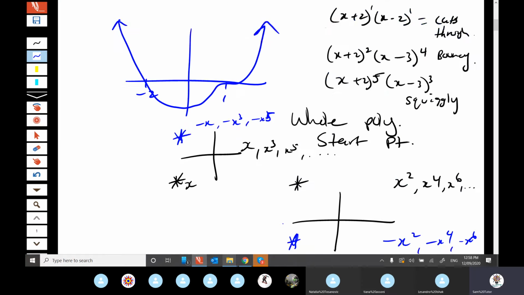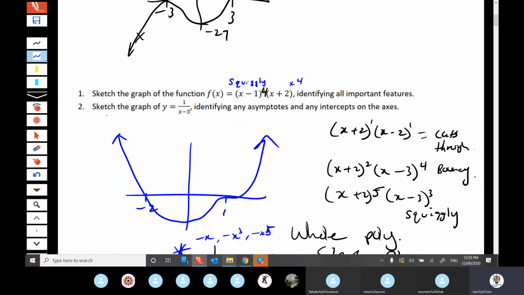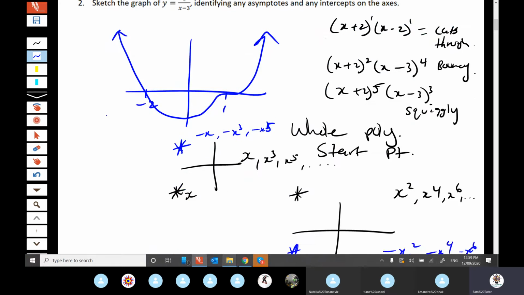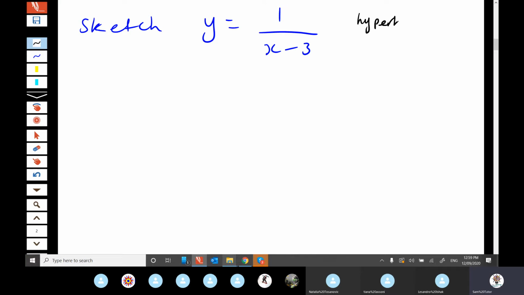Move on. What about this one? Sketch this one. Number 2. Y equals 1 on x take away 3. You have to show all asymptotes and intercepts. So sketch y equals 1 on x take away 3, showing intercepts, asymptotes. Yep, that's it. Can someone tell me what this obviously is? Hyperbola. Oh, I know the shape. I just get confused. Hyperbola.